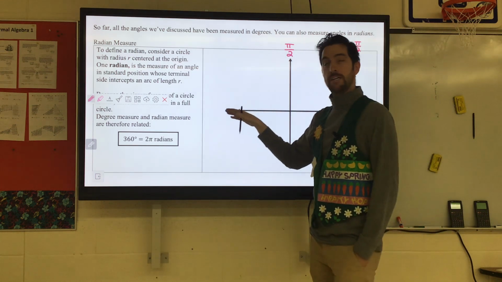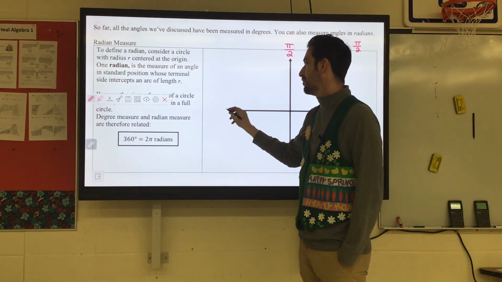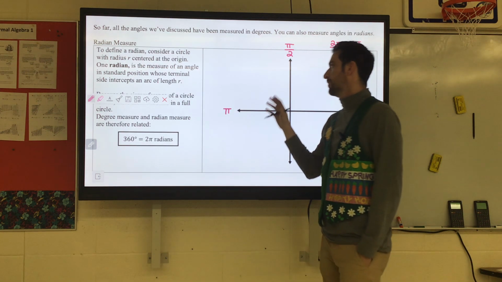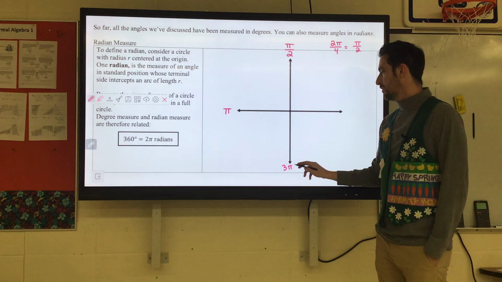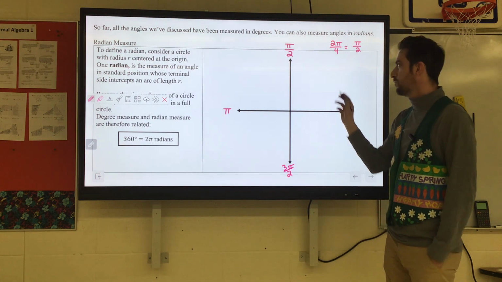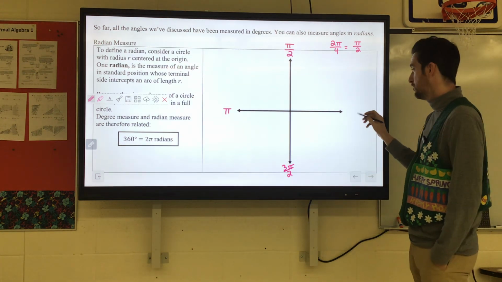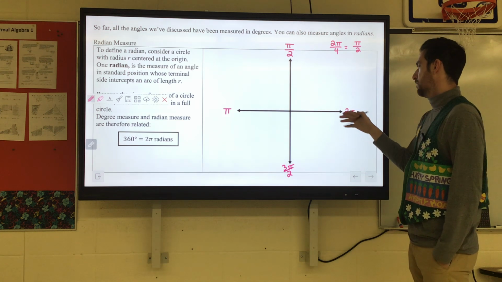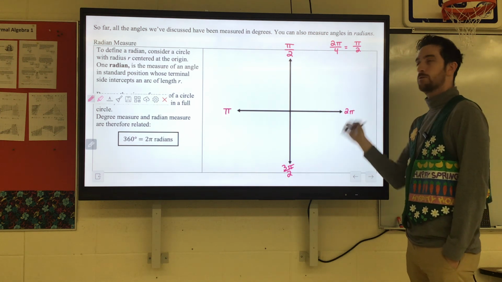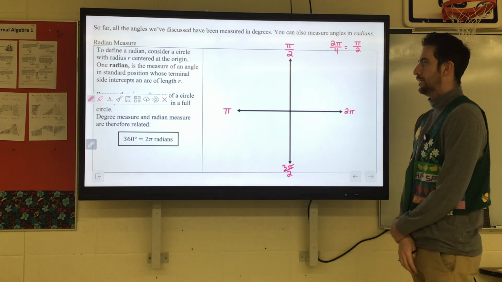At 180, that would be 2 pi over 2. And 2 pi over 2 is just pi. Down here would be 3 pi over 2. And one full rotation would be 4 pi over 2. And again, 4 pi divided by 2 simplifies to 2 pi. So this could be 0, or it could be 2 pi. And again, we're going to have those coterminal angles, so it can keep going from there as well.